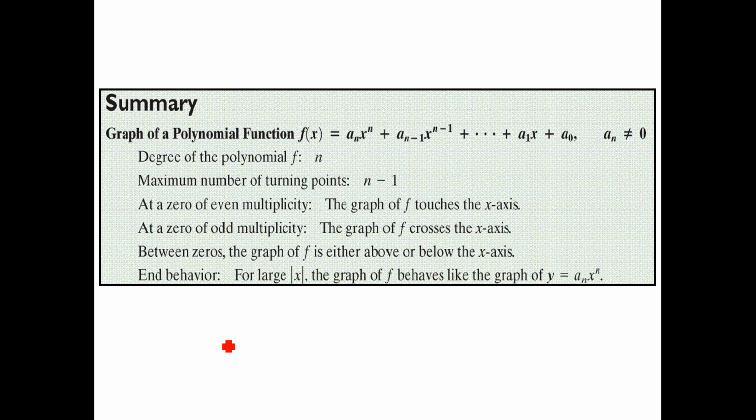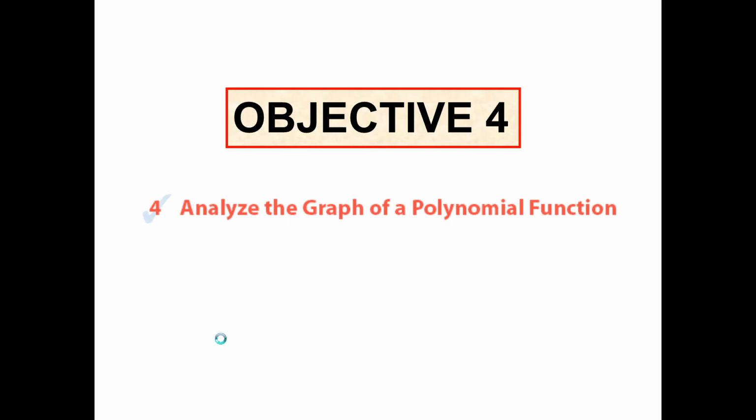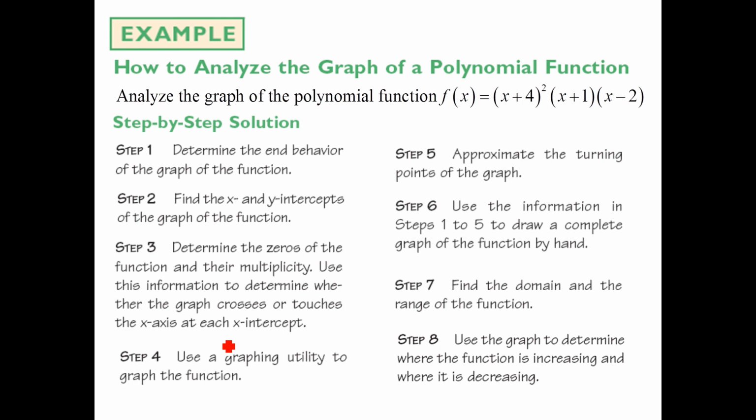All right, so just a summary here of everything we've talked about. If you want to pause the video and get that down, that will summarize nicely a lot of the things that we've added in. You might already have most of these things in your notes. All right, analyze the graph of a polynomial function. We're not going to do the domain range and find out where it's increasing and decreasing for now. What we're going to do is try to use the zeros and the multiplicity to graph this thing, and the end behavior.